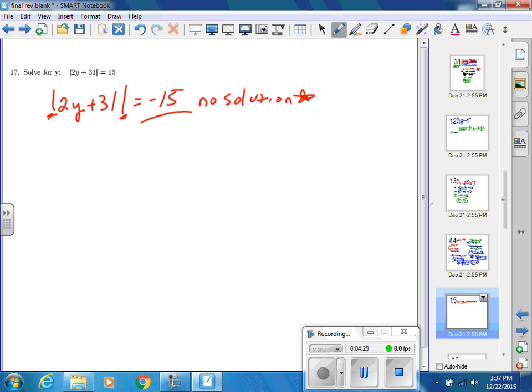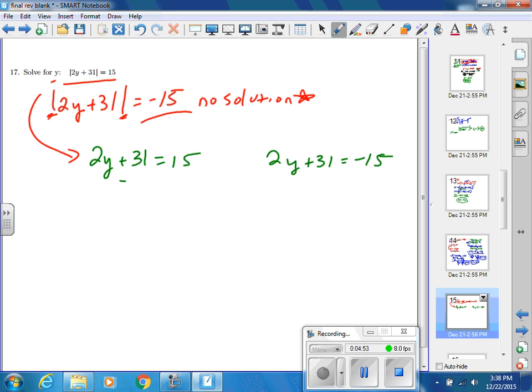In this case, we don't have it in our original problem, so how I do this is I have one positive, one negative. 2y plus 31 equals 15, and 2y plus 31 equals negative 15. Notice the signs with the 31 and the 2y, none of those change, only the signs with the 15. Now I just go ahead and solve like I normally would, so minus 31, 2y is equal to negative 16. Then I divide by 2 here, and I get y is equal to negative 8.